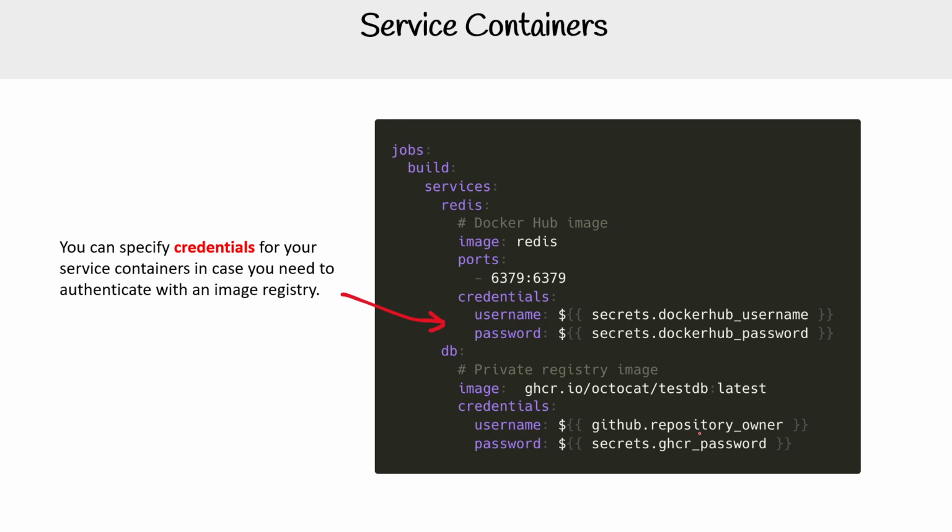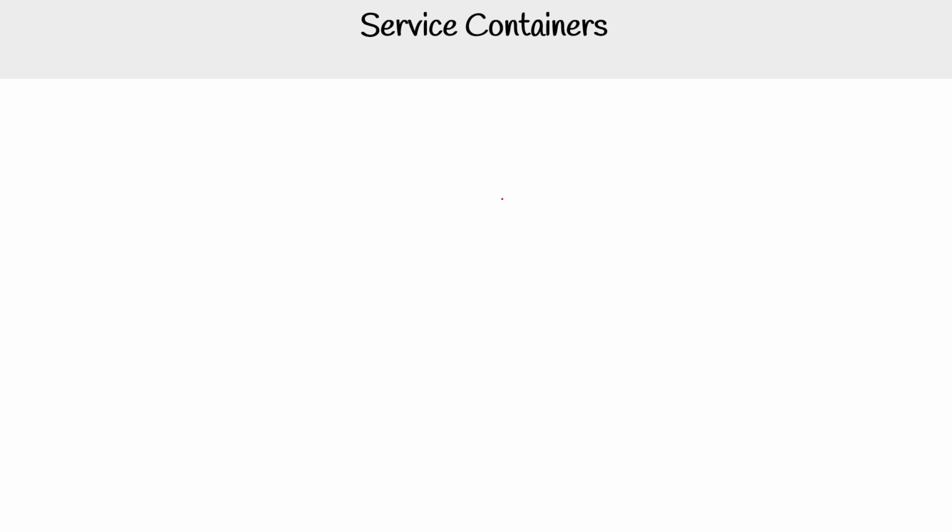Okay, here is a more complex example. So you can specify credentials for your service containers in case you need to authenticate with an image repo. So notice that under here we are providing our credentials. So hopefully that is clear.